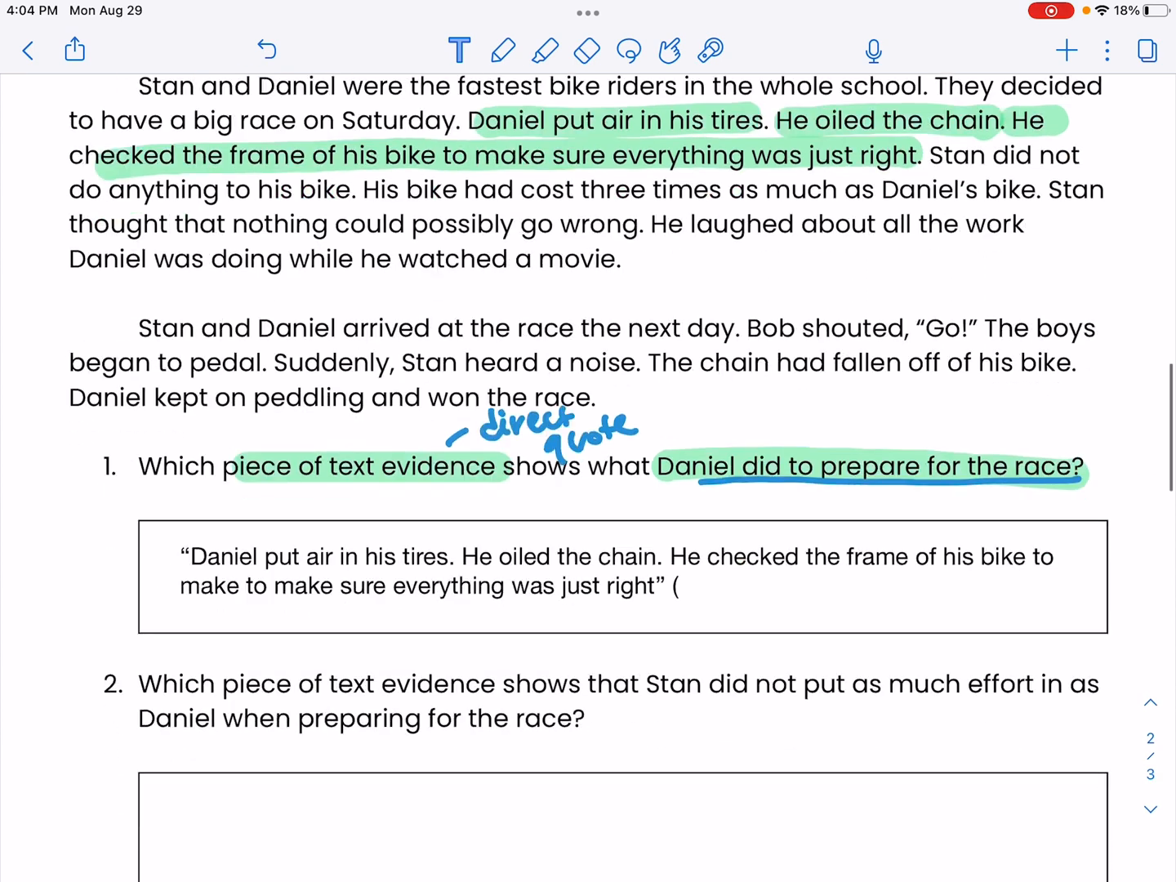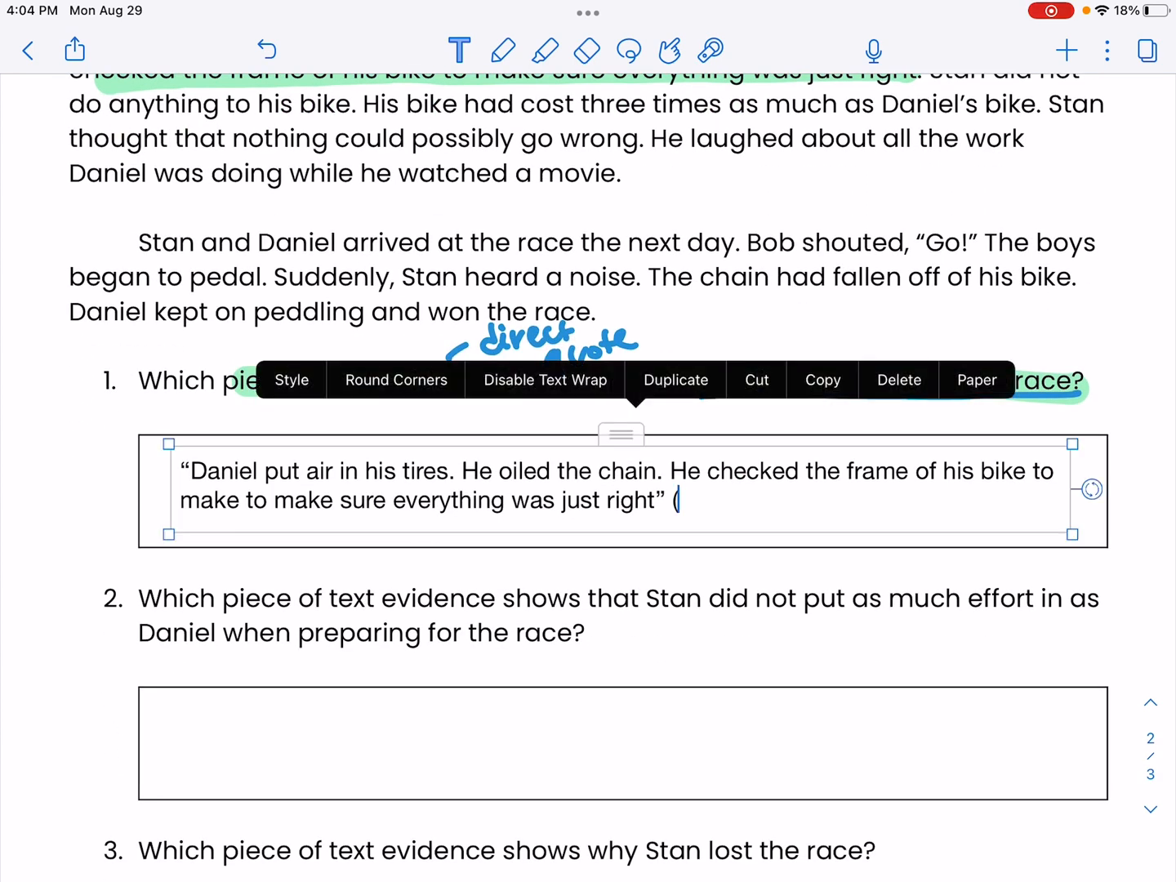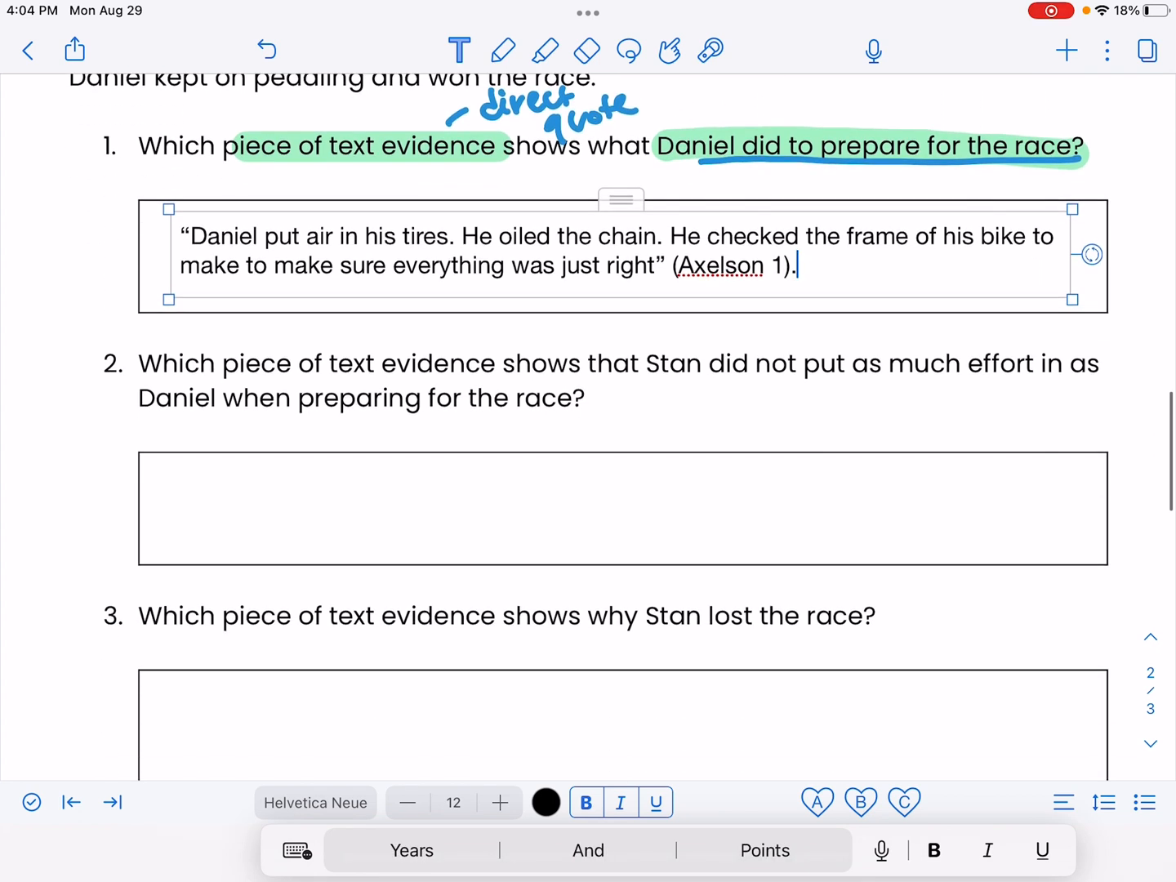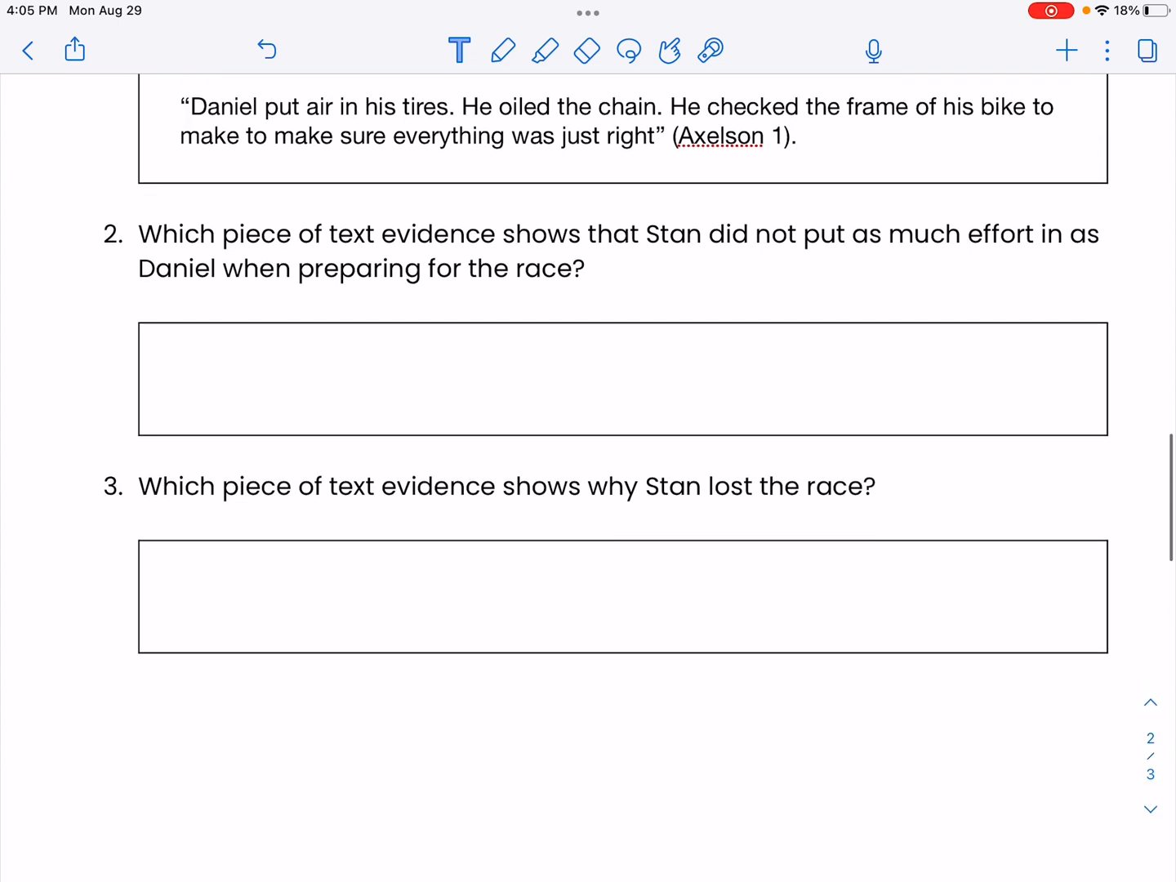So in my in-text citation for question 1, I'm going to put the author's last name, which is Axelson, at the top. That's what it says. And the page number is 1, because there's just one page, period. Okay, this is how you provide text evidence.